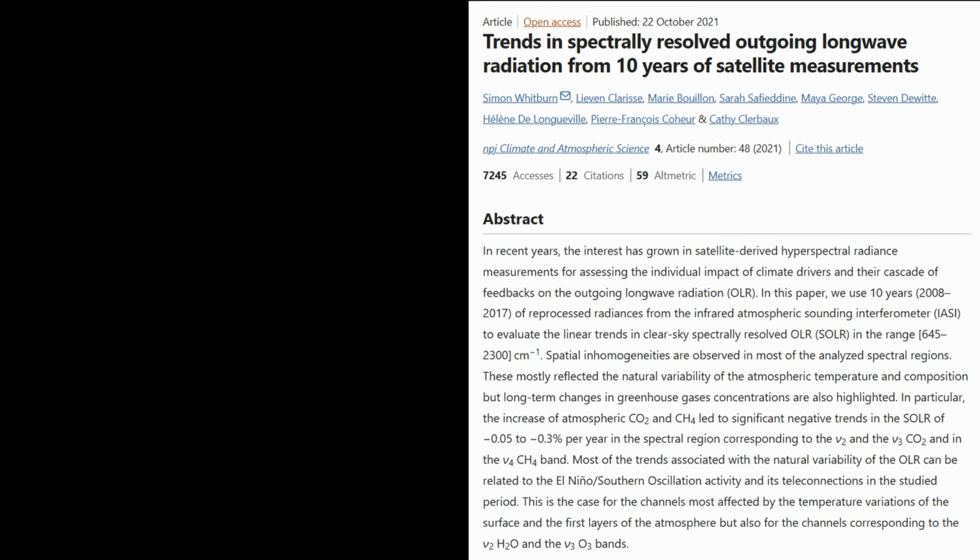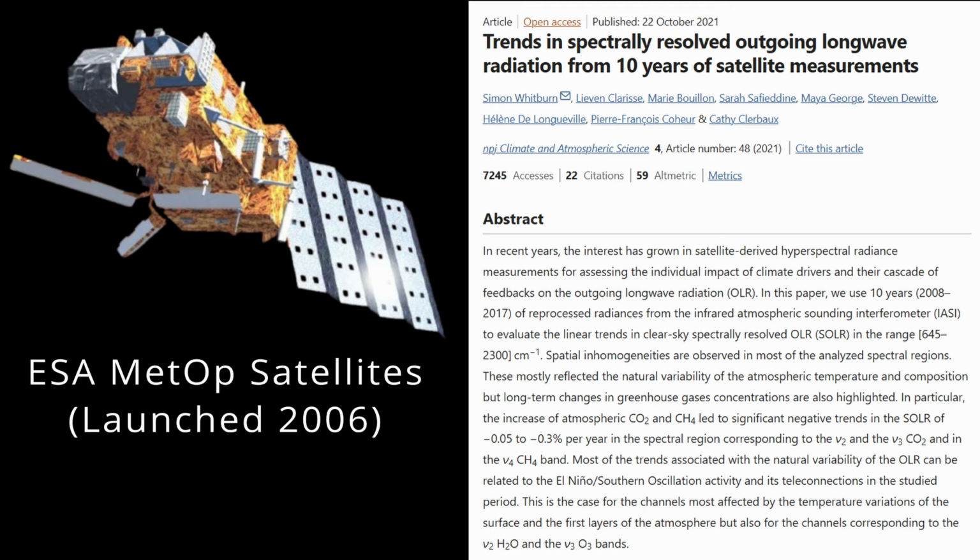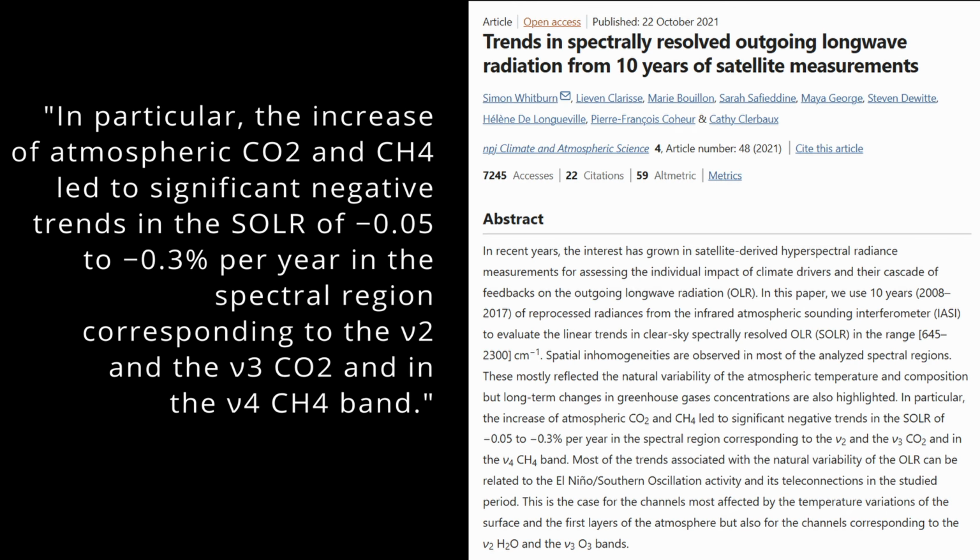And we jump to 2021, starting with Whitburn et al. 2021, and we return back to satellites. And we have a new satellite, the European Space Agency's MetOp, or Meteorological Operational satellite, launched in 2006. Again, like the rest of these satellite-based studies, we see a decrease in outgoing infrared.